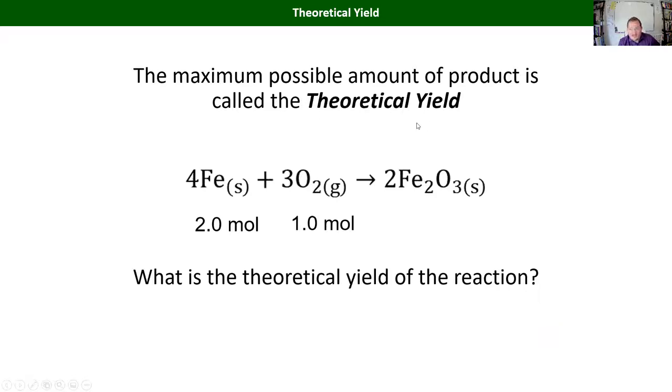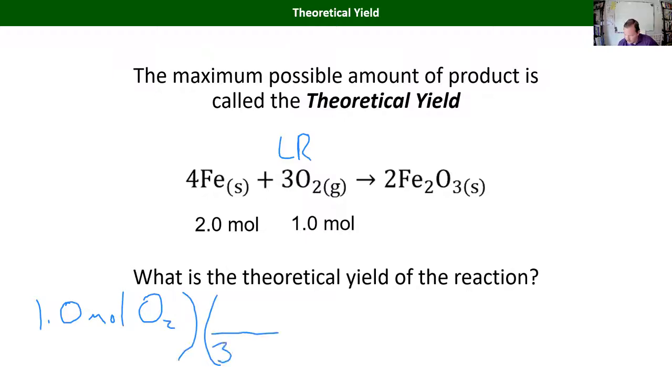We also already did the calculation necessary to show this. The maximum possible amount of product if we use all of our limiting reactant is called the theoretical yield. We already showed that oxygen's our limiting reactant, so to find the theoretical yield, we say, okay, I use up all my oxygen, how much product can I make? We use our same conversions, 3 moles of oxygen, 2 moles of Fe2O3.